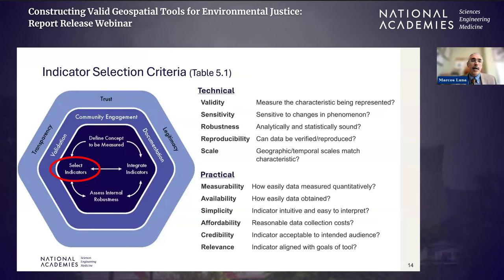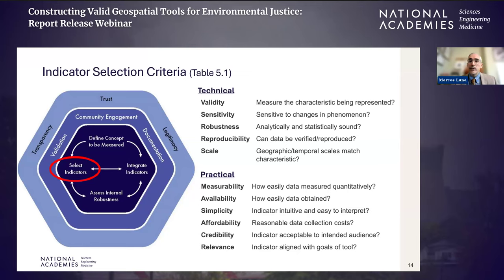So technical characteristics emphasize representational, statistical, and geospatial aspects of indicator data and are typically the focus of analysts and modelers. These include validity, sensitivity, specificity, robustness, reproducibility, and scale. An important technical criterion is validity, how well the indicator reflects lived experience. And validity can be further broken down into different forms of validity: how well the indicator measures what it's supposed to, how well the indicator aligns with related indicators, and how well the indicator represents all the important dimensions of the underlying concept.